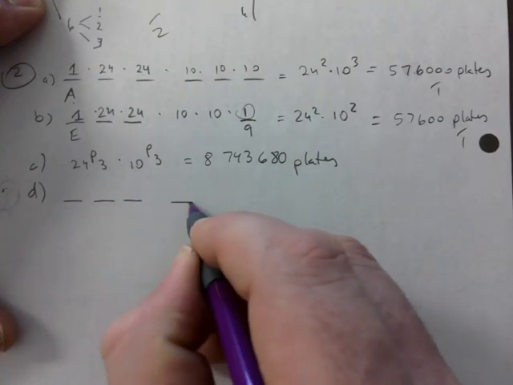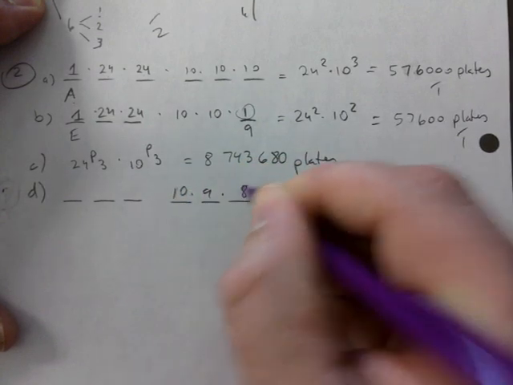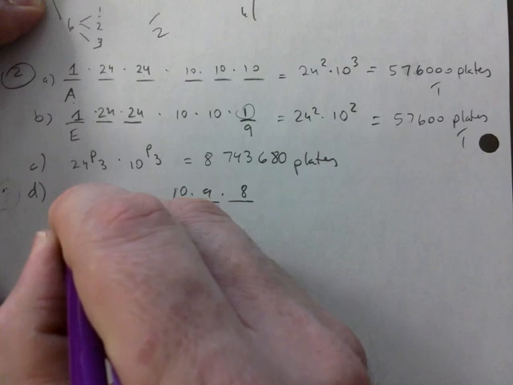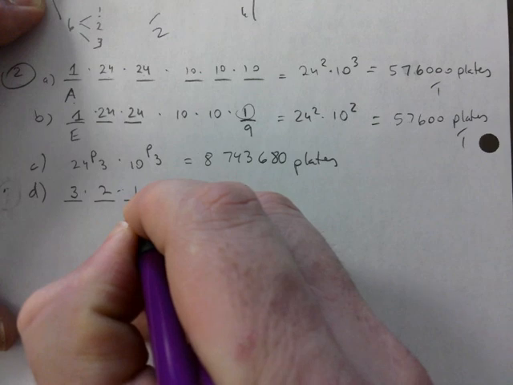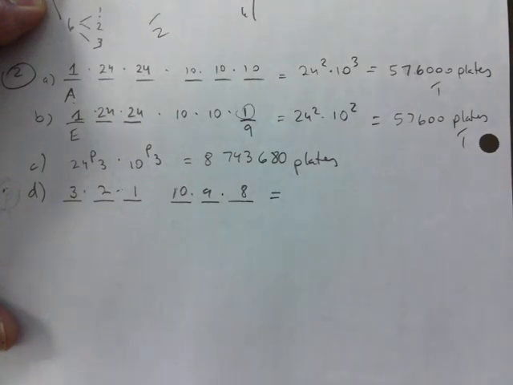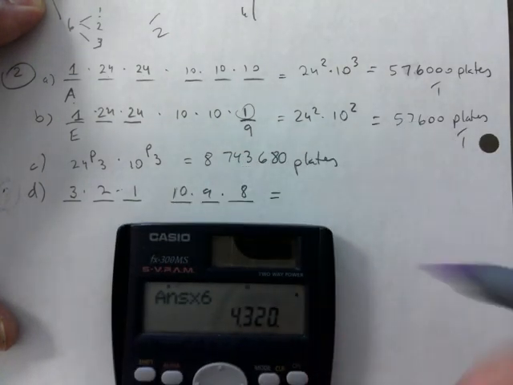We can use permutation. So this would be 10 times 9 times 8. And then this would be I, and I has been removed, I and O, right? So we've got 3, 2, 1. So I need to redo that one. Times 6, right? 4320? Yep.